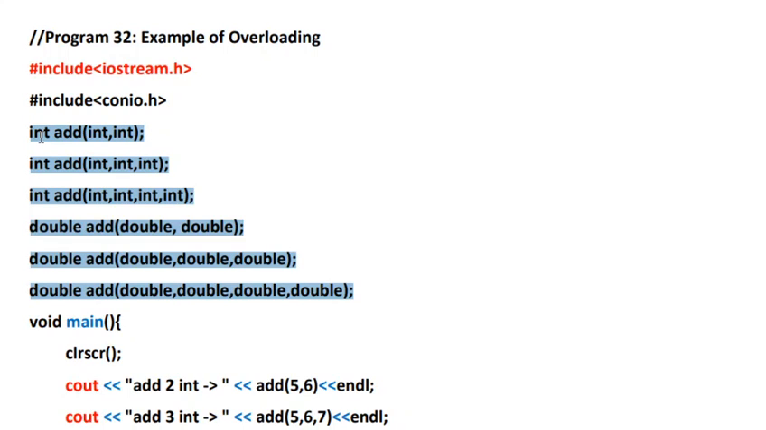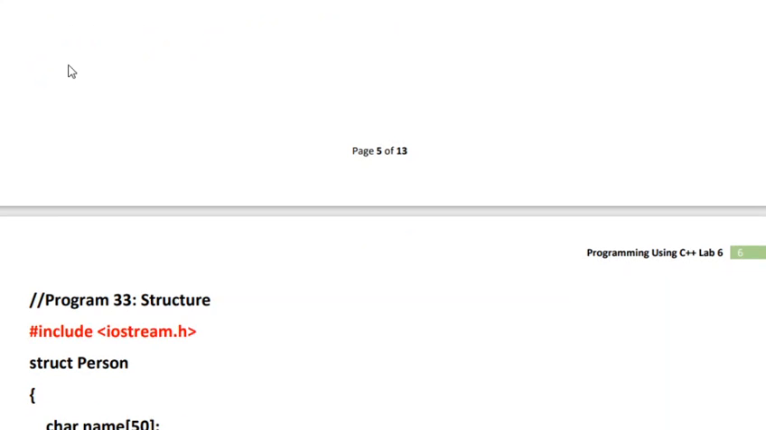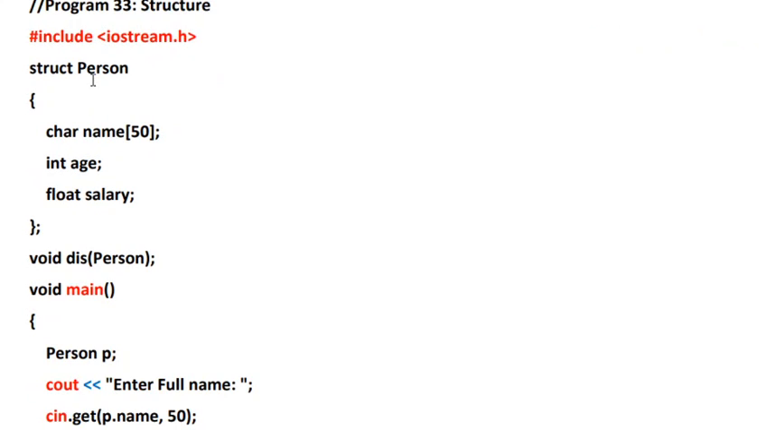Now let us discuss another program that is for structure. As you all know, you must have implemented structures in C, but let's try to understand it again. Here, person is a structure which has members name, age, and salary. The default access specifier for a structure will be public, as we have discussed in the theory class.